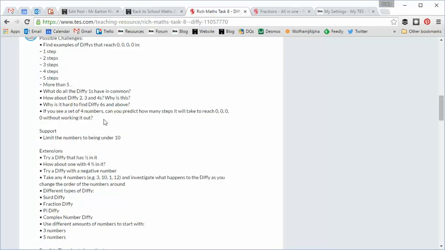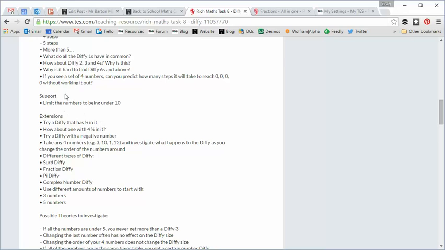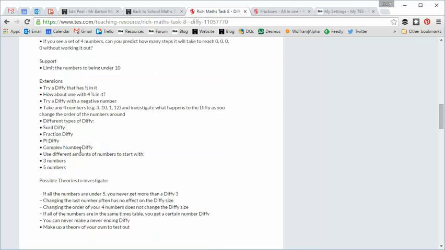And is it possible to try and get a never-ending Diffy? Is that possible to do? To make life easier, you can keep your numbers under 10. To make life harder, you can put fractions, negatives, you can even chuck a third into the mix if you want. Loads of different stuff you can do with Diffies.